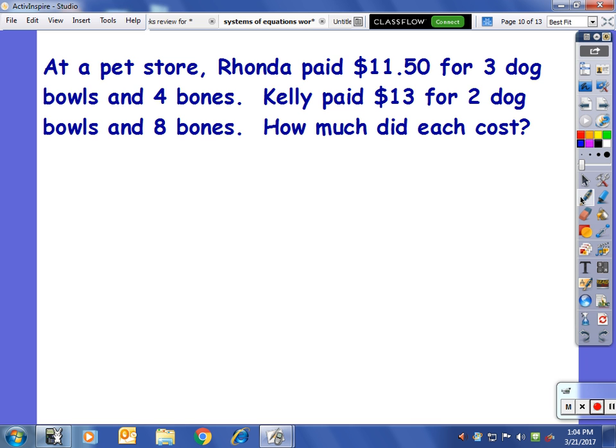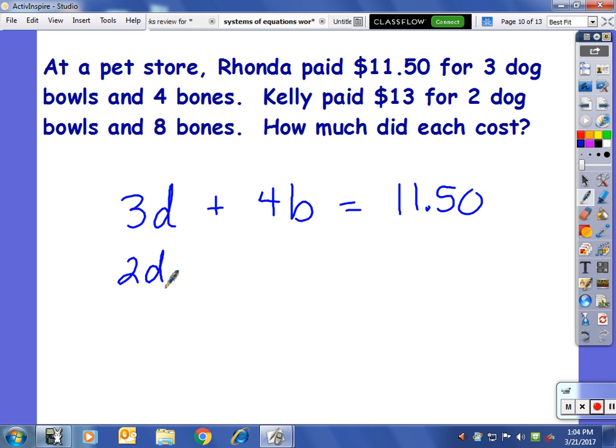Who can tell me Rhonda's equation? 3D plus 4B. Exactly. That's Rhonda's equation. She bought 3 dog bowls and 4 bones, and her total price was $11.50. What would Kelly's equation be? Boys, 2D plus 8B equals $13.